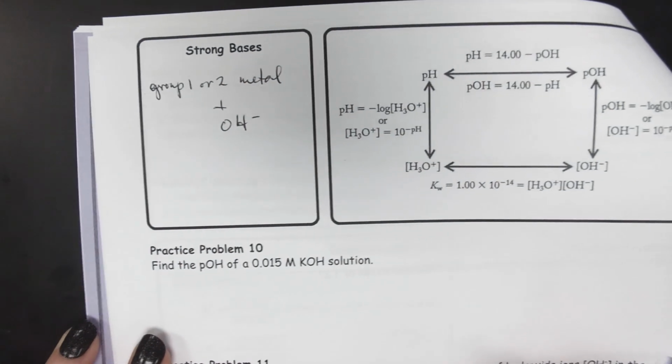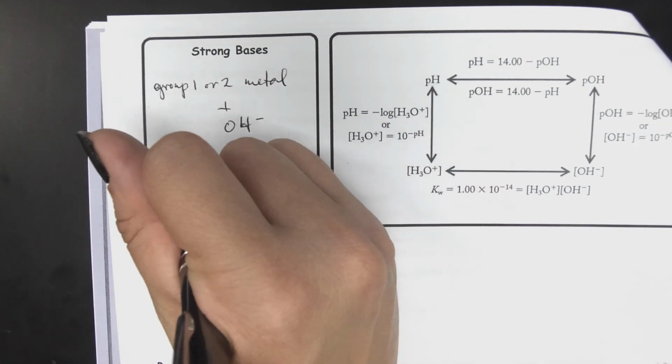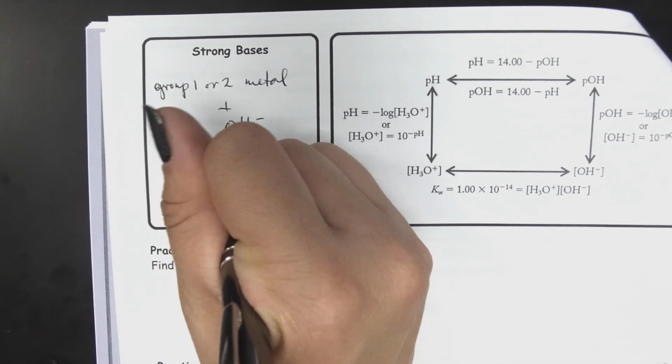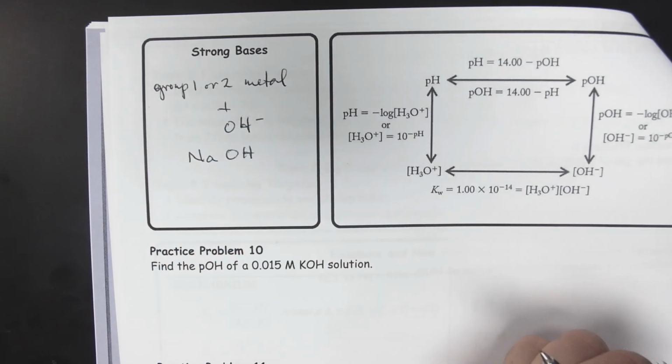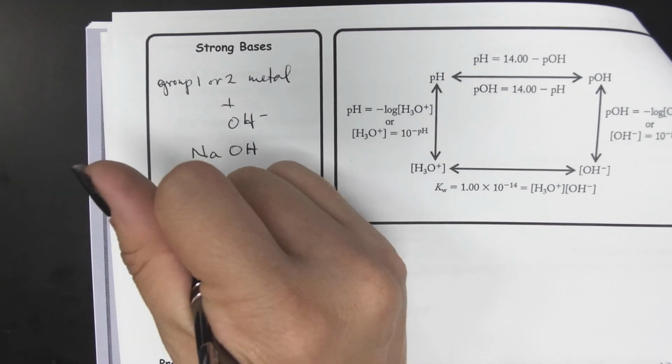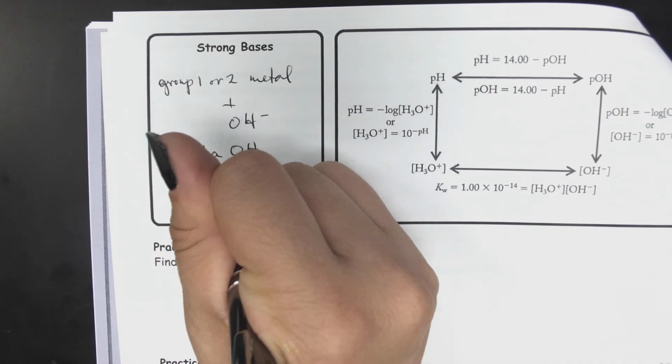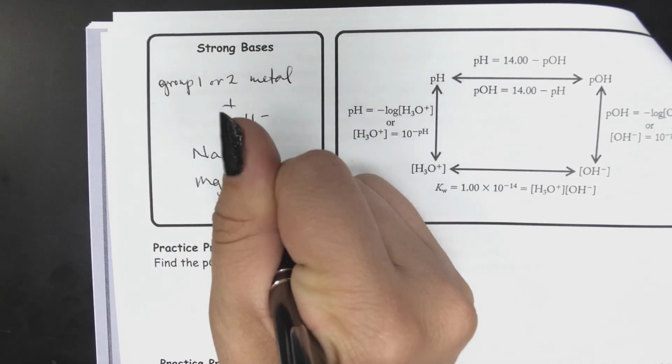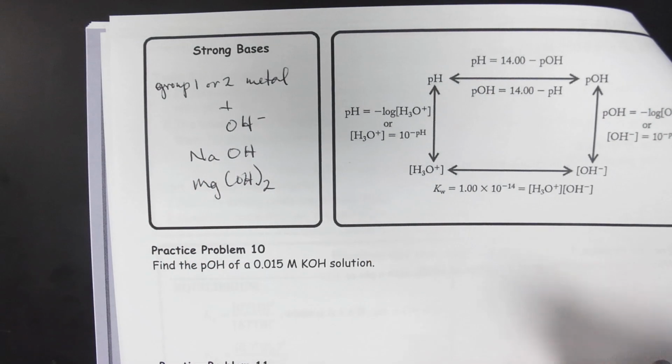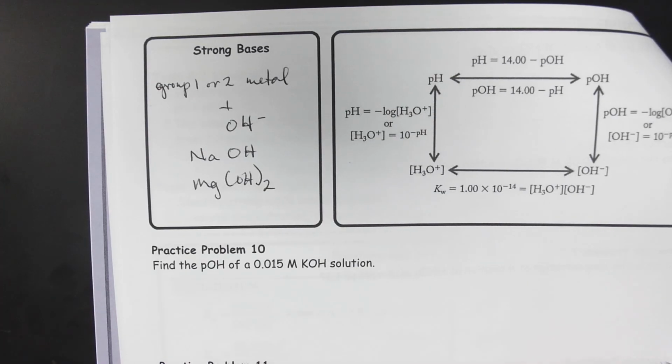So if it's group 1, there's only one hydroxide, so NaOH. That's a strong base. But if it's group 2, like magnesium, then there's going to be 2 hydroxides with it. But they're both a strong base. Okay? And remember what I told you? For a strong acid, the concentration of the strong acid equals the concentration of H+. This is similar.